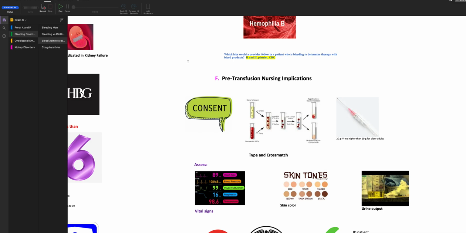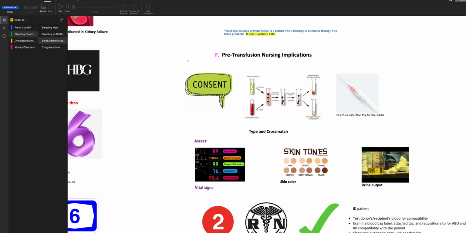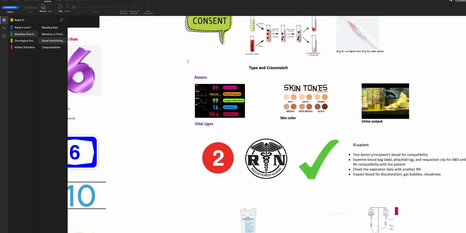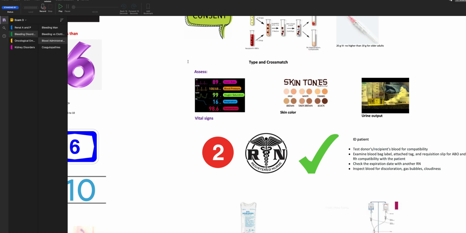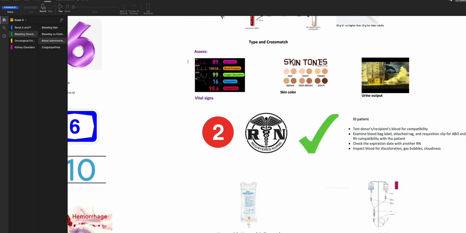All right. Patients would need a type and cross match. You're going to assess their vital signs, their skin color, and their urine output. You want to make sure patients are putting out urine before you give them blood. You need 2 licensed personnel to check the blood. Okay, ID the patient. So you want to test the donor and the recipient's blood for compatibility and examine the blood bag label, attach tag. You want to check the expiration date with another RN and inspect for any discoloration or bubbles or cloudiness.